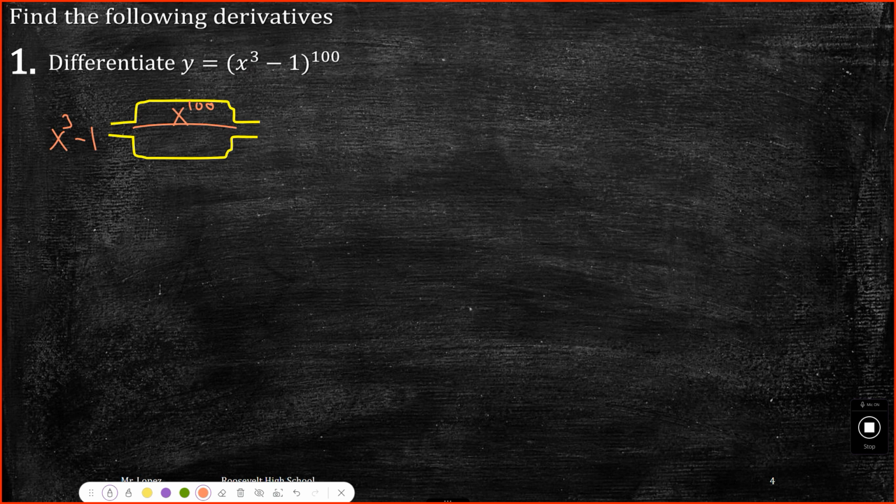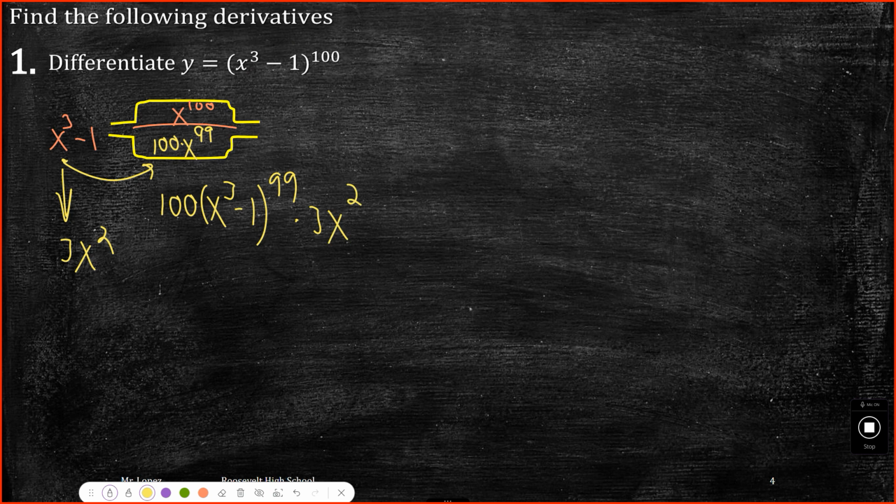So now that you have that, we're going to take the derivative of x to the 100. What's the derivative of x to the 100th power? 100 times x to the 99. Then we evaluate this, put it into x. So it's going to be 100 times (x cubed minus 1) to the 99. And then we take the derivative of the inner, which is 3x squared.